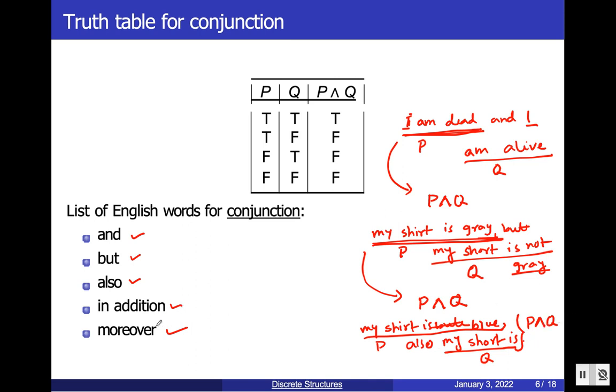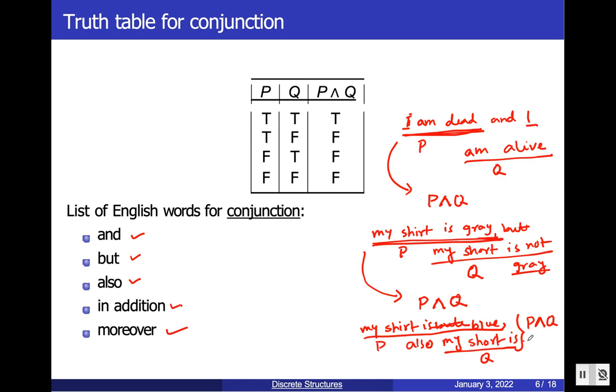All right, we can also read it using "in addition" or "moreover". My shirt is blue, in addition my short is blue. So these are a couple of examples of where we can create a compound statement using "and". Now let's see the truth table.